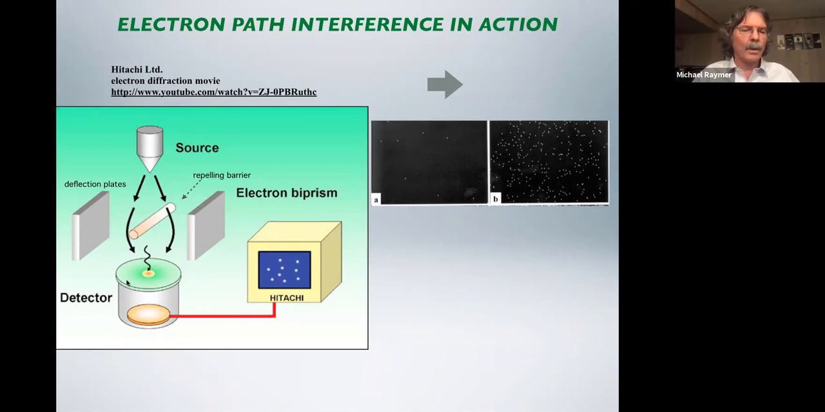So each electron will land someplace on this detector, which is kind of like a camera. It has pixels, and if an electron lands at a certain pixel, it makes a bright spot. So here come the spots, and I'm now going to show the movie.